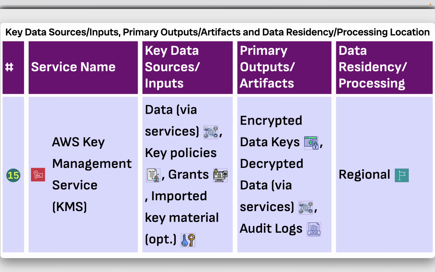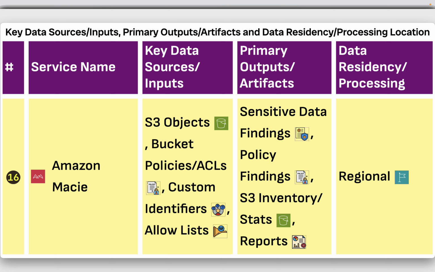Next, we have AWS Key Management Service, KMS. Data inputs or data sources are data via services, key policies, grants, imported key material, which is optional, and the outputs or artifacts that we get are encrypted data keys, decrypted data via services, and audit logs. Residency is regional.